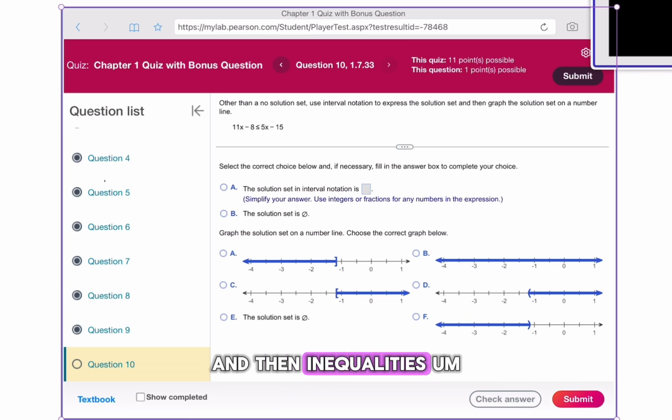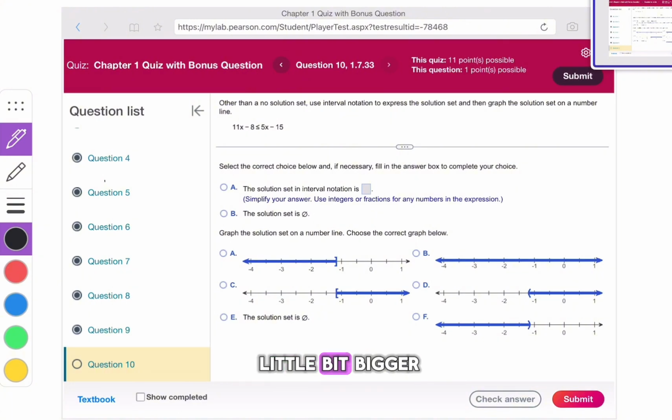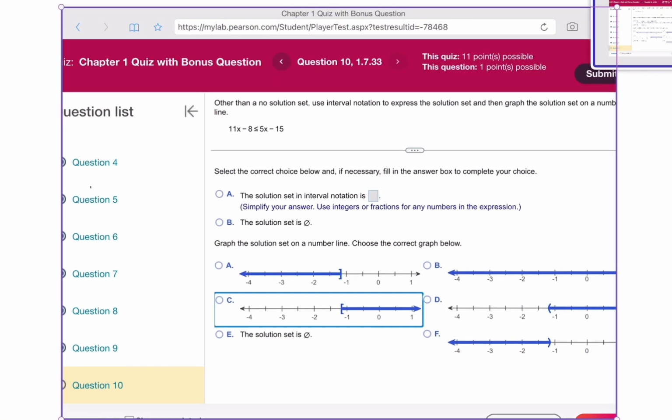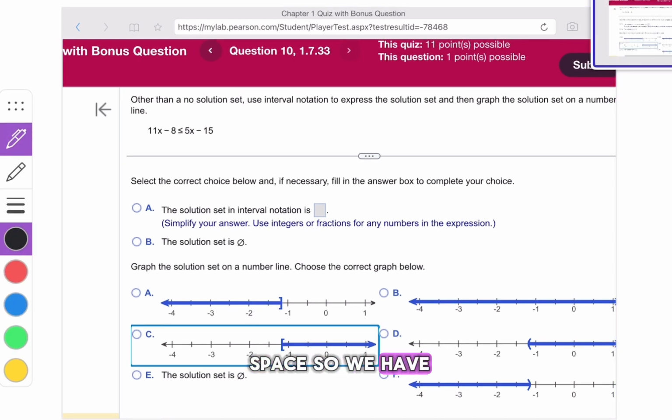All right, and then inequalities. Just going to make this a little bit bigger because I need a little bit more space. So we have plus 8 and minus 5x. So I'm going to get 6x is less than or equal to negative 7. Okay. And then x is less than or equal to negative 7 over 6.